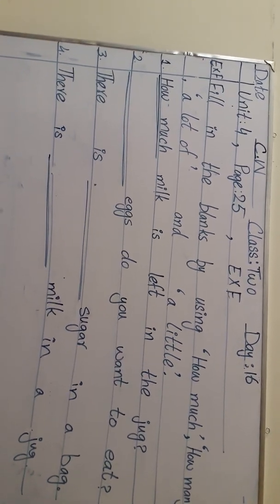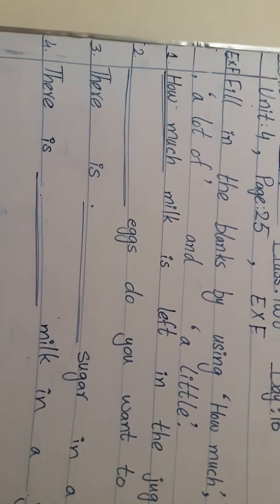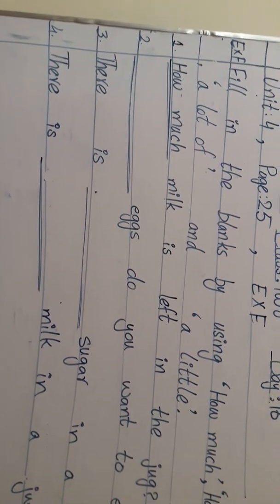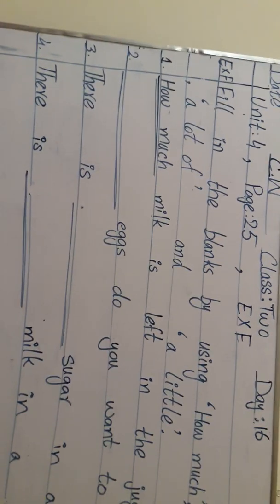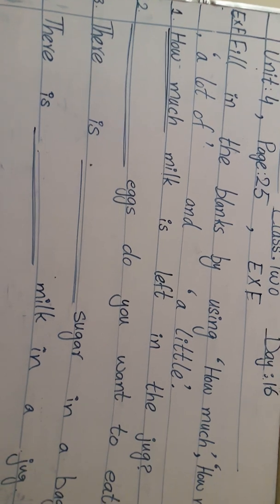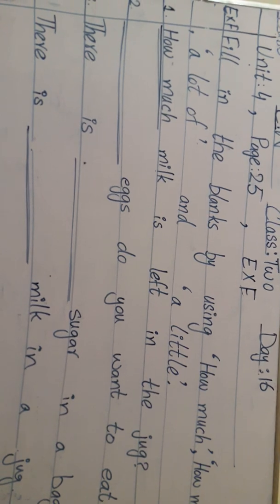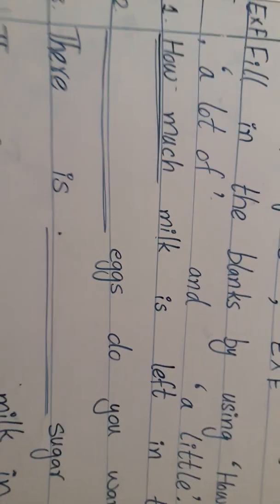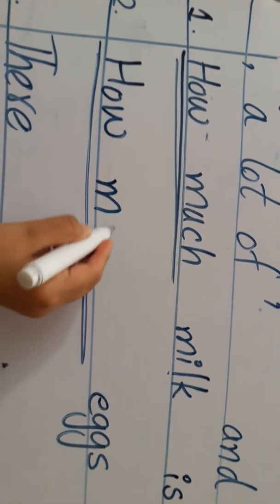Look, first one, dash milk is left in the jug. How much? Because we can't count milk, we just measure it. We can't count the drops of milk. Dash eggs do you want to eat? We can count the eggs, so it is countable. Write how many here. Write capital H and many.